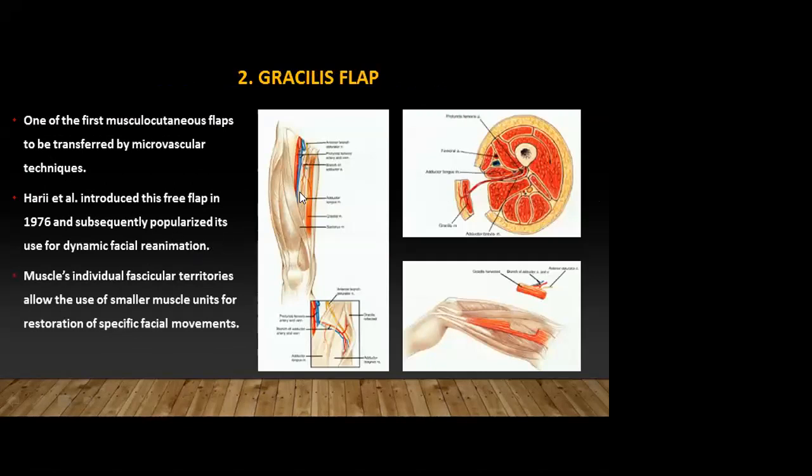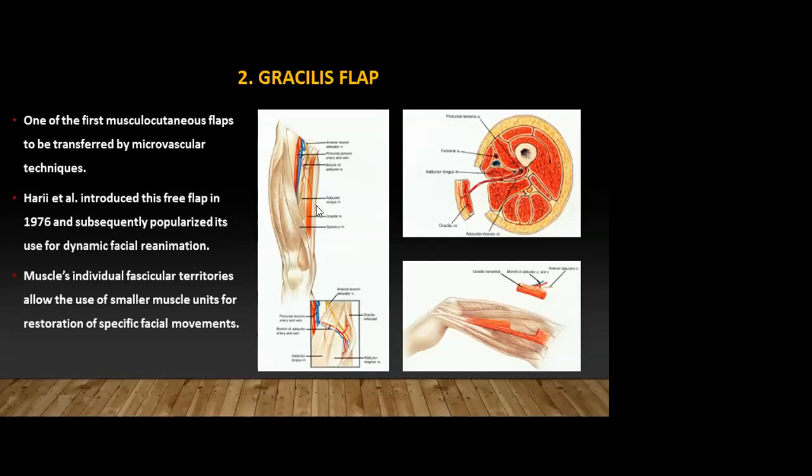It is the first musculocutaneous flap to be transferred by microvascular technique. This was proposed or introduced by Harii et al. in 1976, and it is the main flap used for dynamic facial reanimation. The reason it is used for facial reanimation is that the muscle's individual fascicular territories allow the use of smaller muscle units for restoration of specific facial movements.